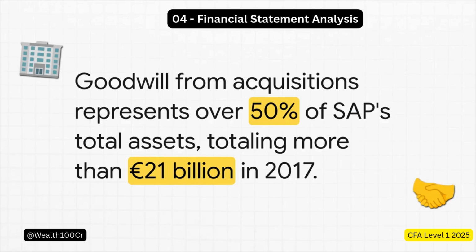For our Indian example, let's look at that historic acquisition of Corus by Tata Steel. Tata paid a huge premium over Corus's net asset value. And that massive premium? It was recorded on Tata's balance sheet as goodwill, representing the incredible strategic value, the market entry, and all the synergies that Tata was banking on.